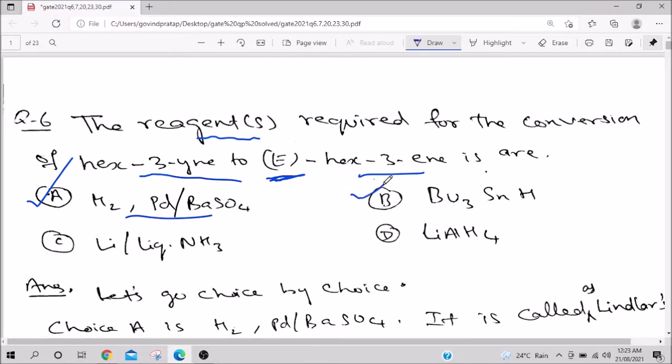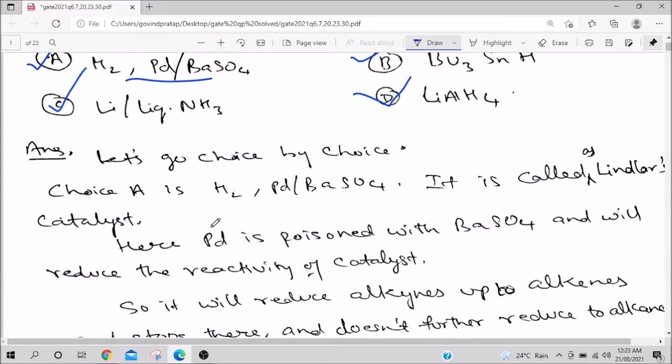The choices given are: H2, Pd/BaSO4. Second one is Bu3SnH. Third one is lithium in liquid ammonia. And fourth one is lithium aluminum hydride. Let's go choice by choice and then see where we come. So the first choice is H2 in presence of Pd/BaSO4.